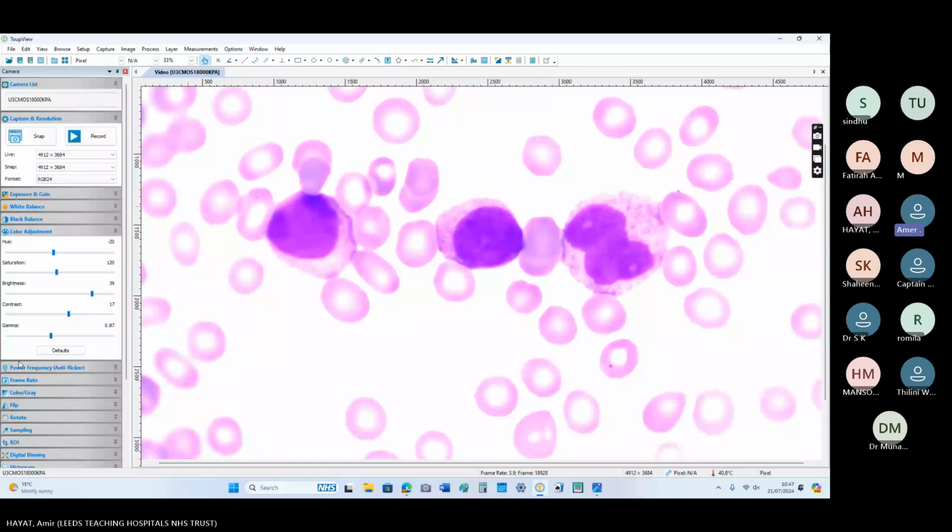FISH takes 6 hours, so it is a second line investigation. The third one is the PCR, which is the gold standard test. It takes 48 hours.